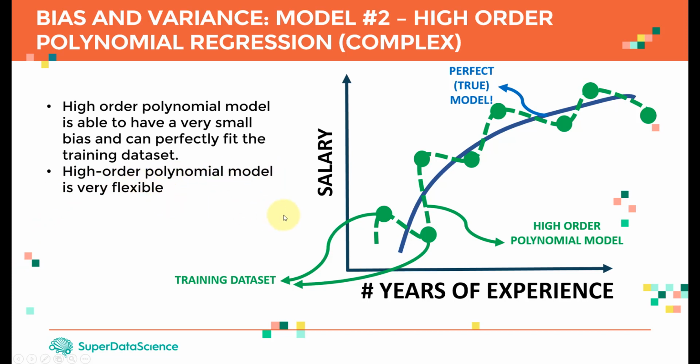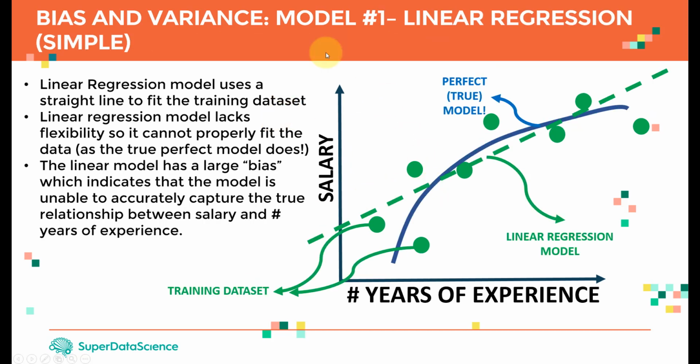So these are the two models that we have. We have Model 1, as you can see here. It's linear regression. It's very simple, and it has a very large bias. Okay, why? Because it doesn't perfectly fit the data points.